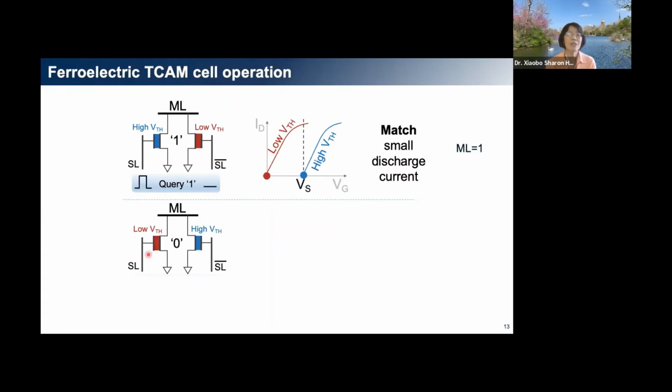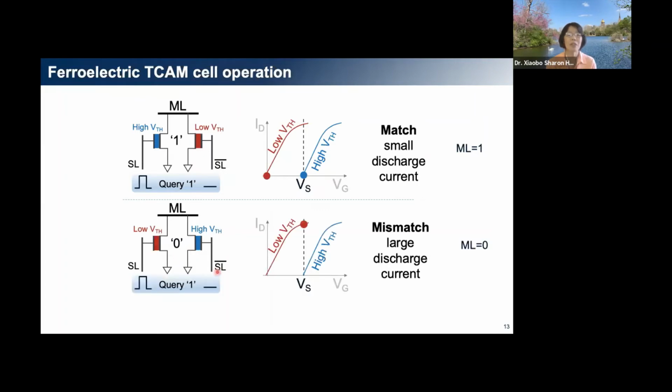Now, if the cell stores a 0, you see that now I have the stored VTH values flipped. Now, if I use the same query, we can see that one of these devices, which is the low VTH device, is going to conduct. So it has a large discharge current. So the match line now will become a 0. So that's how the TCAM cell works.